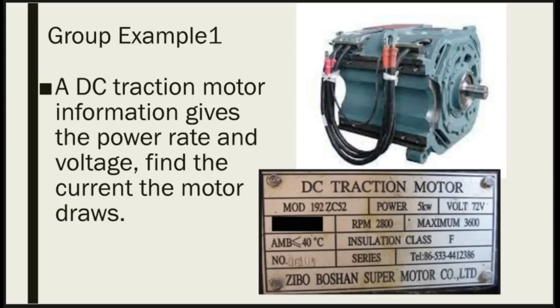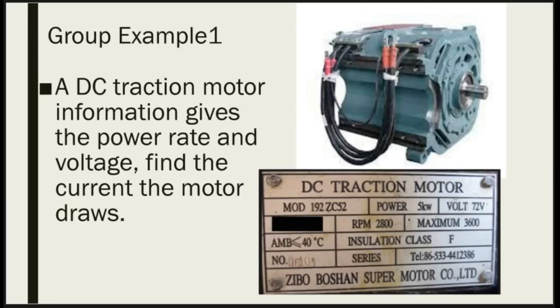Come on. I have power. How much is my power? 5 kilowatts. What does kilo mean? 1,000. So you can just write 5,000 watts. How much is my voltage? 72 volts. What equation relates P, V, and I? The easiest power equation. P equals I times V. What am I trying to solve for? I.